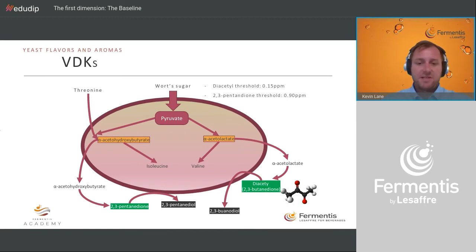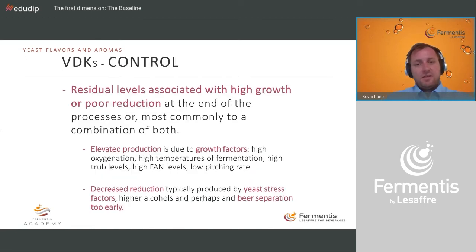Primarily, the pentanedione is a much lower concentration. Usually the problem is diacetyl, 2,3-butanedione, and the reduction thereof. To control the VDKs, the residual levels are associated with high growth or poor reduction at the end of the process, or most commonly a combination of the two. So if you have a high growth and a poor reduction at the end of fermentation, you're going to have elevated levels of vicinal diketones, of VDKs, of your diacetyl, your butterscotch, butter flavor, buttered popcorn.